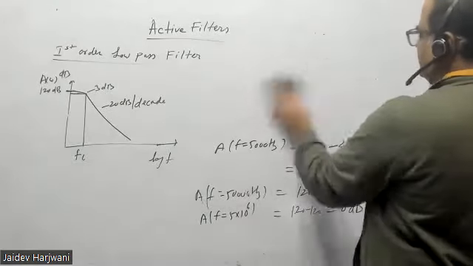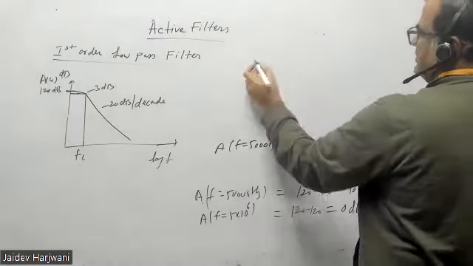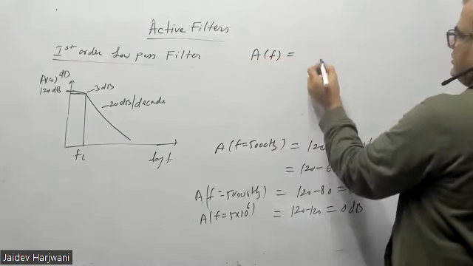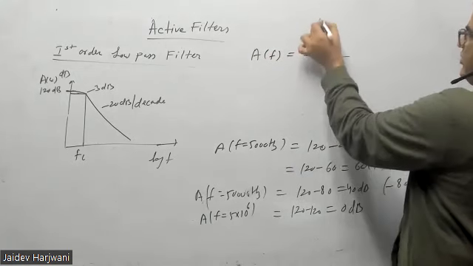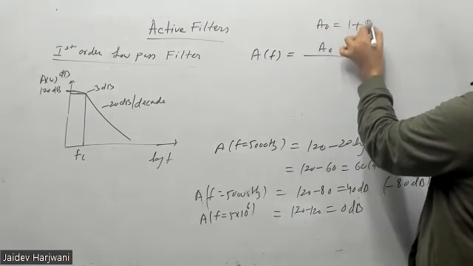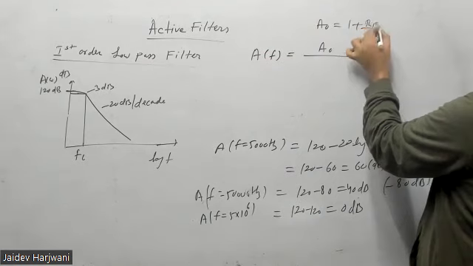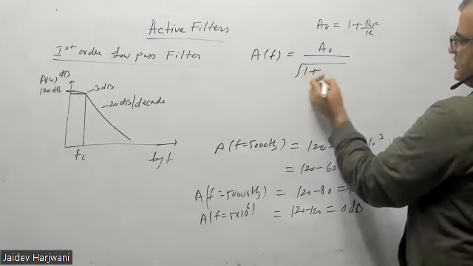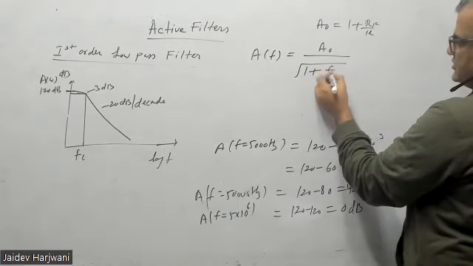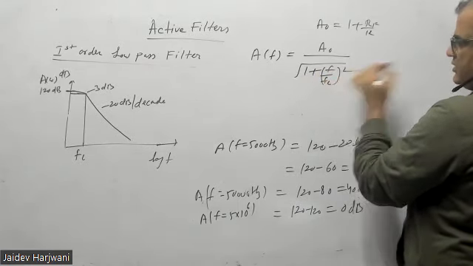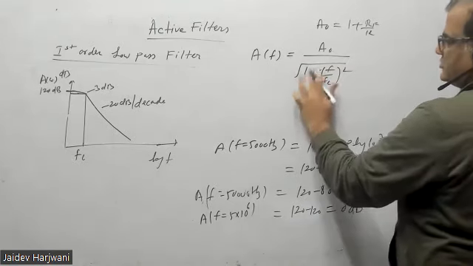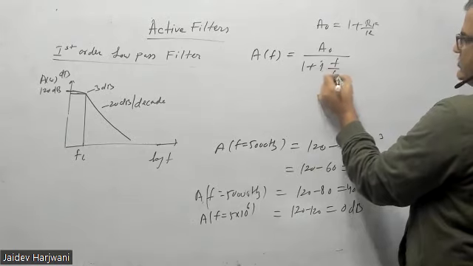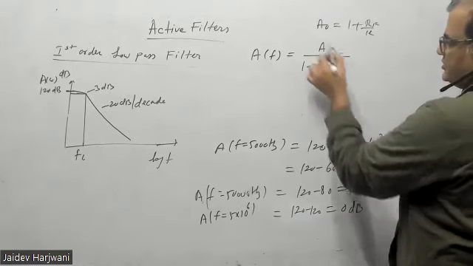So what is my gain? My gain as a function of frequency is equal to A naught, and you know the A naught value here is 1 plus Rf by R. Okay, and you remember this is my high frequency, low pass filter formula. And here j is also there: A naught upon 1 plus j f upon fc. This is my formula.